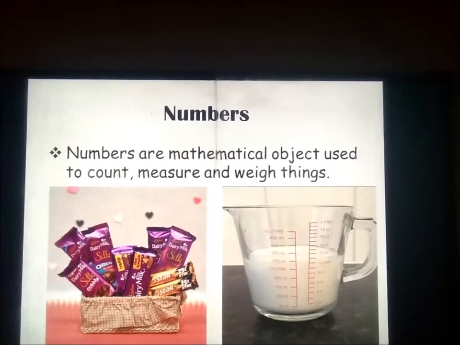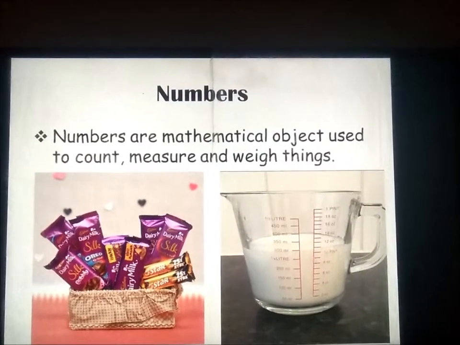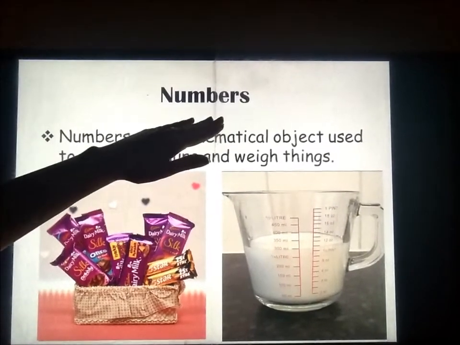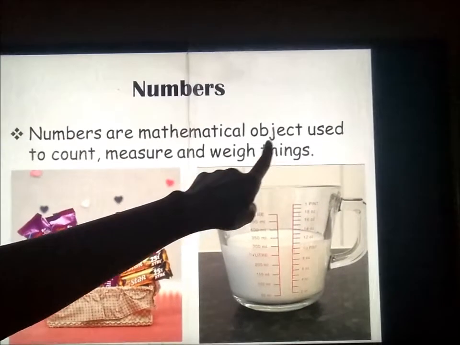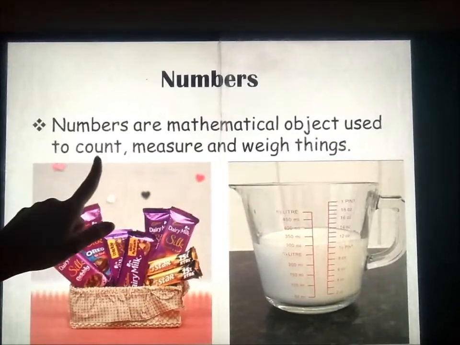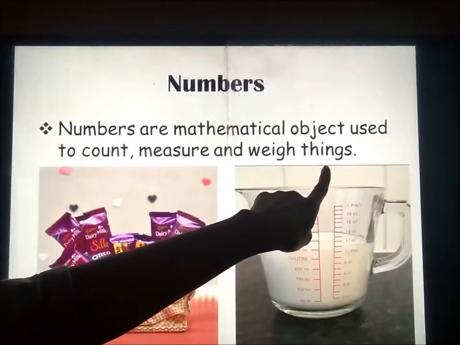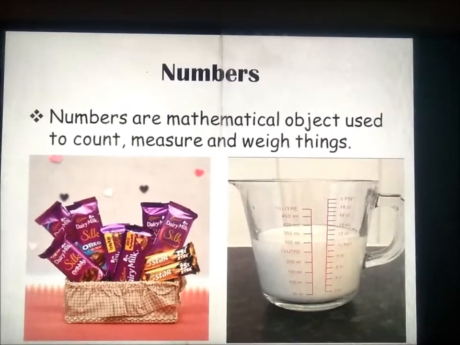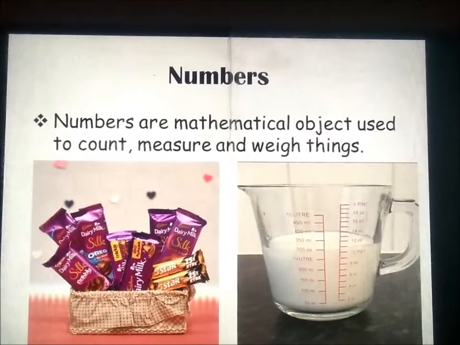Children, before we begin our place values and other subtopics, let us quickly understand the term numbers. Numbers are mathematical objects used to count, measure and weigh things, because we need numbers to know the exact amount of something. It can be anything. Look at your screen.